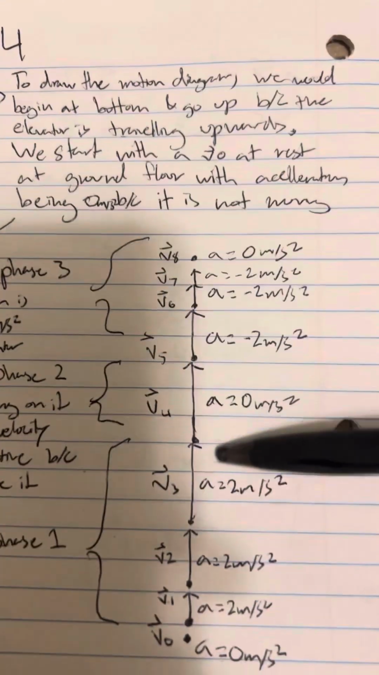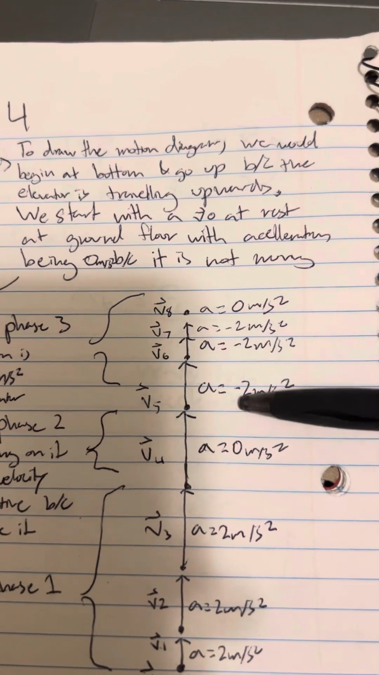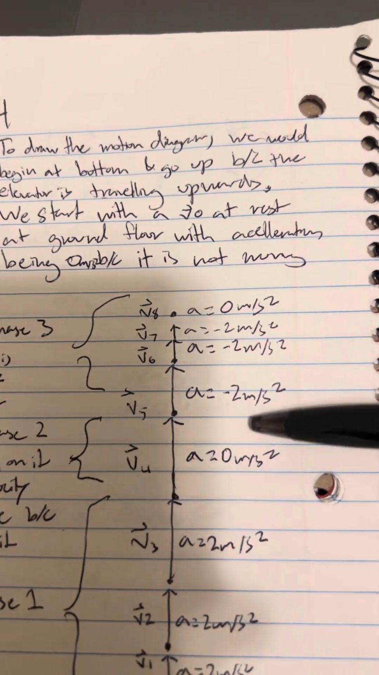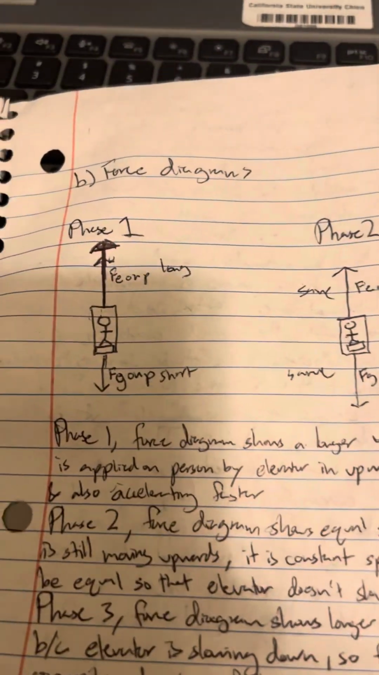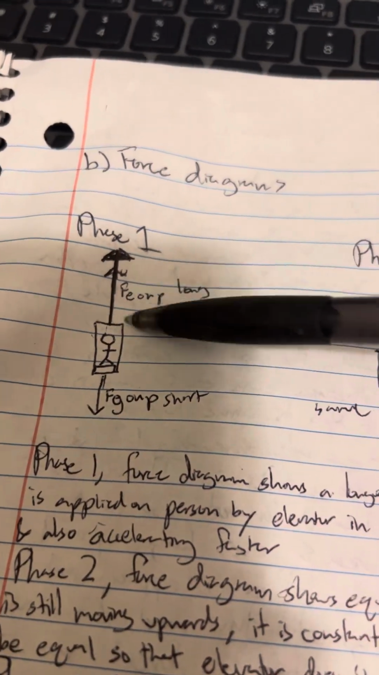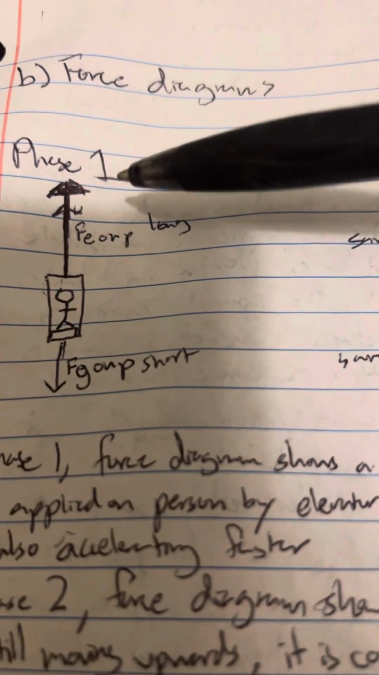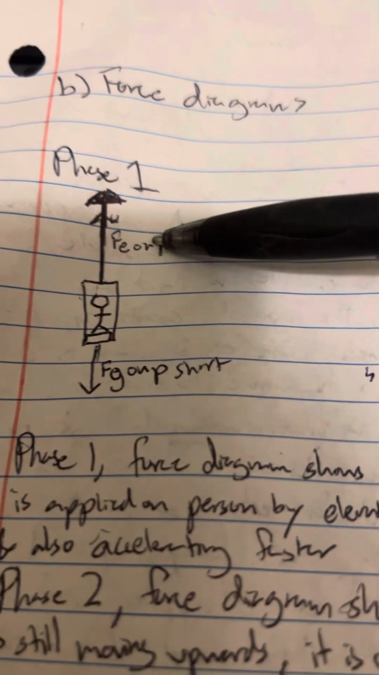So here we have the opposite of what we have here. We have long arrows becoming short arrows, with acceleration decreasing by 2 meters per second squared until it reaches 0. And now for part B, we have to draw some force diagrams for each of the phases. So in phase 1, we have the elevator accelerating, so there is a lot longer arrow on top indicating that it is moving upwards. And not just moving upwards, but it's also accelerating.